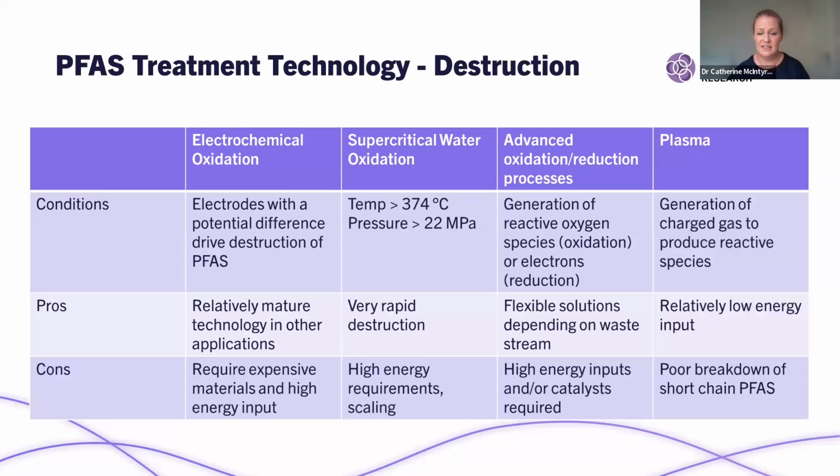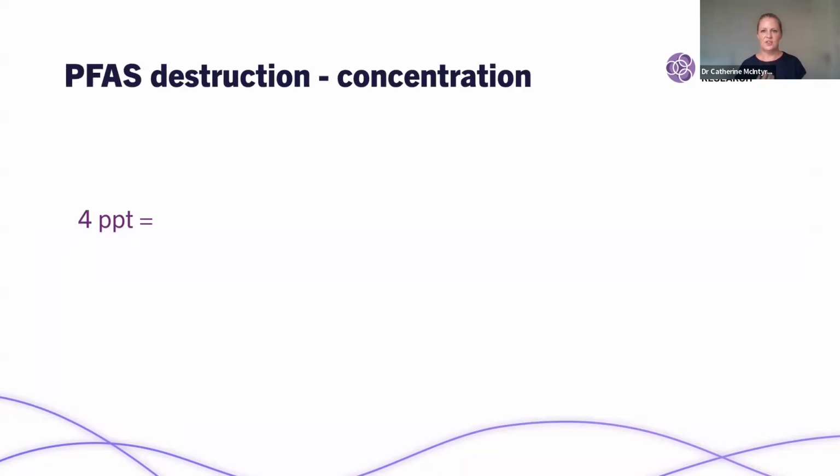And then plasma is, again, used to generate reactive species for the breakdown of PFAS compounds. Haven't seen it used an awful lot, to be honest. It claims relatively low energy input, but it's not good on the breakdown of short chain PFAS. So that's, again, a non-exhaustive list of the destruction technologies that are available and at various stages of maturity. And it does depend on the type of wastewater you have, the type of PFAS you have, and what other constraints are on site.